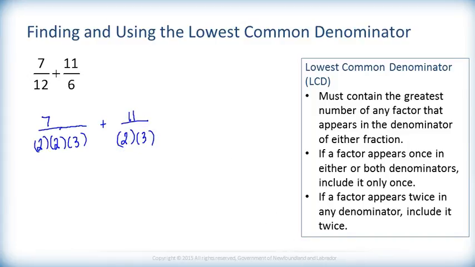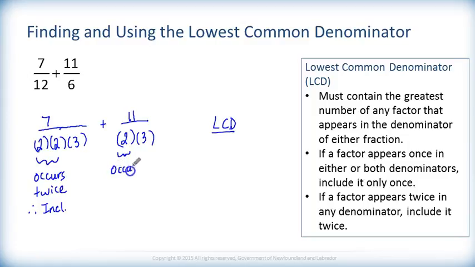Now let's follow the rules over here. The lowest common denominator must contain the greatest number of any factor that appears in the denominator of either fraction. So first of all, our lowest common denominator, LCD, we look at the 2s. We see a 2 occurs here twice, and it only occurs once in the other. Therefore, include it twice, because twice is greater than once.